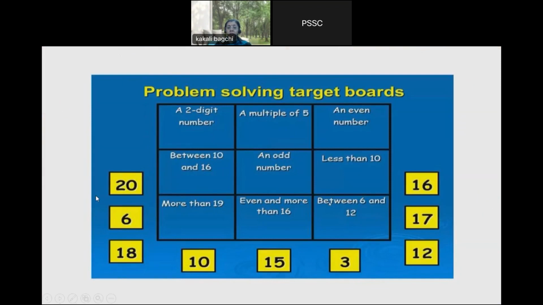20, 18, 10. Again, a multiple of 5. Even number. So, if they know the characteristics of even numbers, recognition of the number, they will take out the numbers and put them in those boxes. Your work will be done. Always remember that activity or assessment does not always need pen and paper.